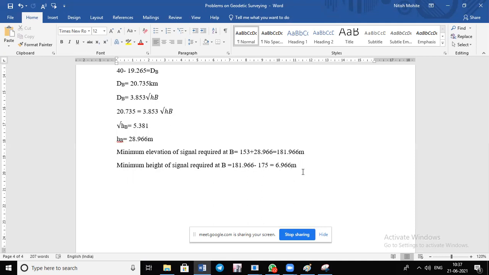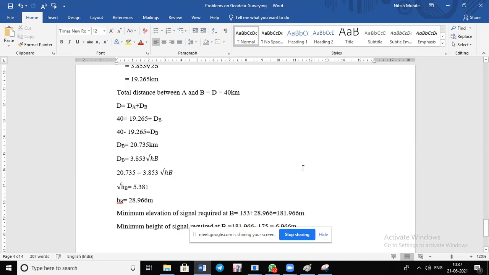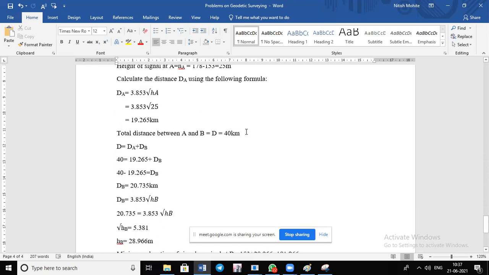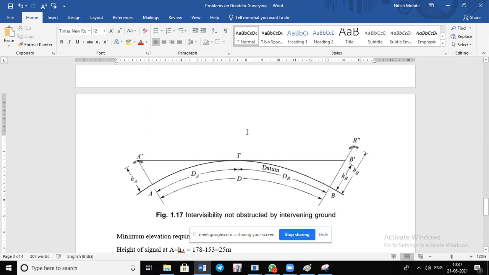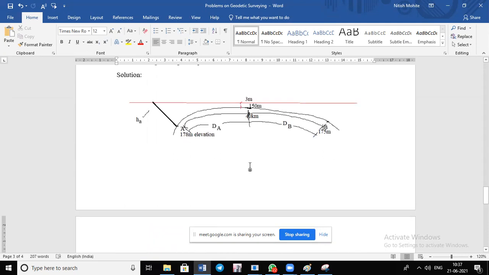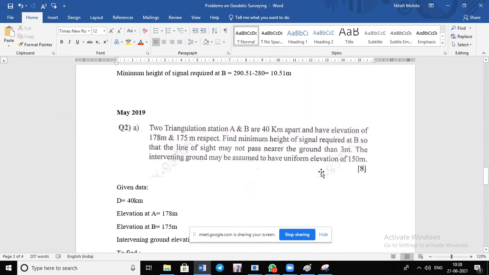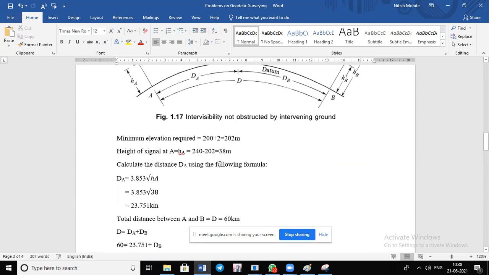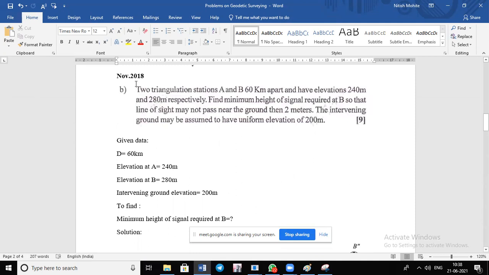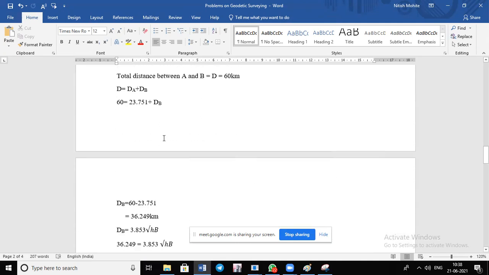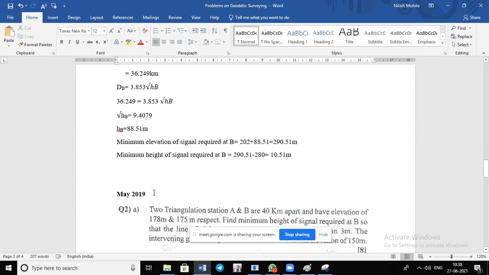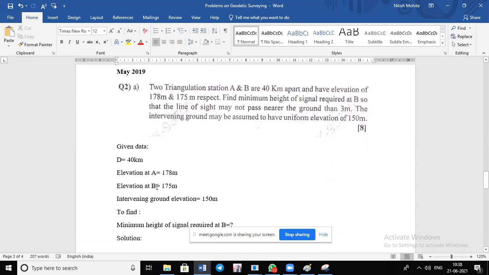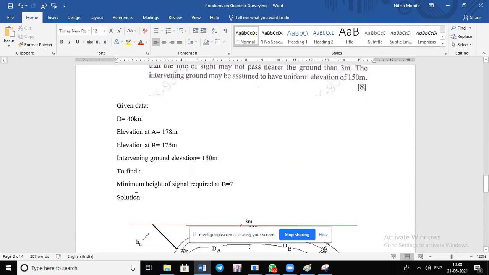Yes, sir. So these were the problems regarding the intervisibility of stations from each other. These problems are asked for 8 marks. These were the problems we have solved from previous years, one from November 2018 and another from May 2019. Now we'll move to the next point.